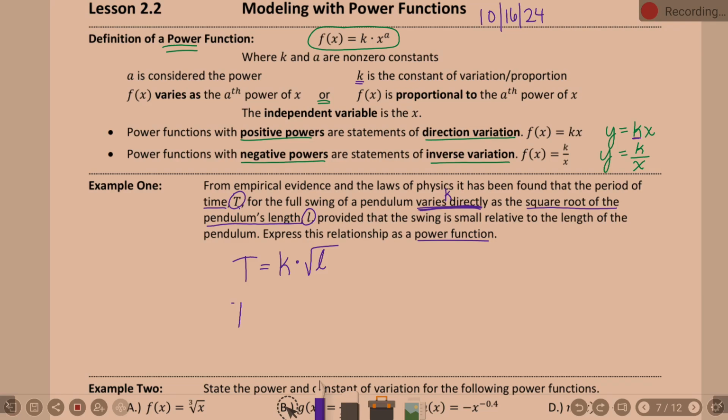How could I rewrite that? K times L to the 1/2 power, because what do we remember about square roots? Square roots can be written as the power of 1/2. Okay, so that's a scenario to write a power function.